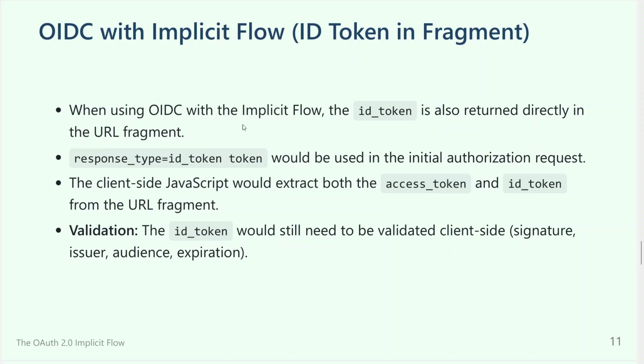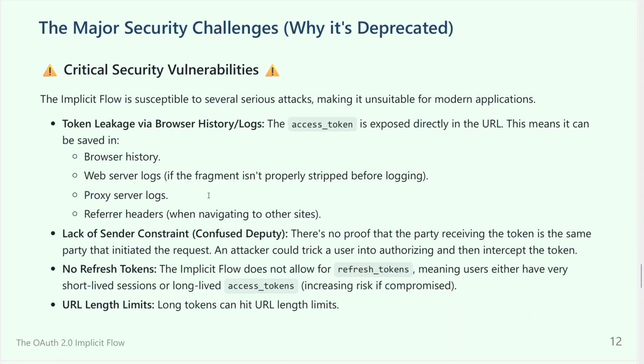So when using OIDC with implicit flow, the ID tokens are also returned directly on the URL, which is a problem because now you have both tokens in the URL fragment. And again, if you want to pause, or maybe by now you understand what the big problem of this deprecated flow is. It's the critical security vulnerability presented due to the approach of using the address. So the first and most principal one is the token leakage via browser history.